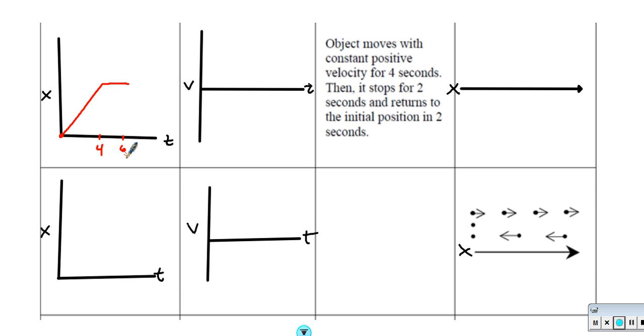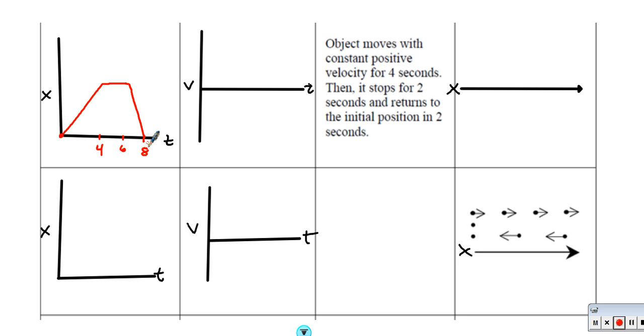Alright, where it stopped. And keeping this interval the same, in the next 2 seconds it returns back to where it started. So it should be clear that the graph is much steeper. Alright, so not quite as steep, no slope, and then steeper going back down.